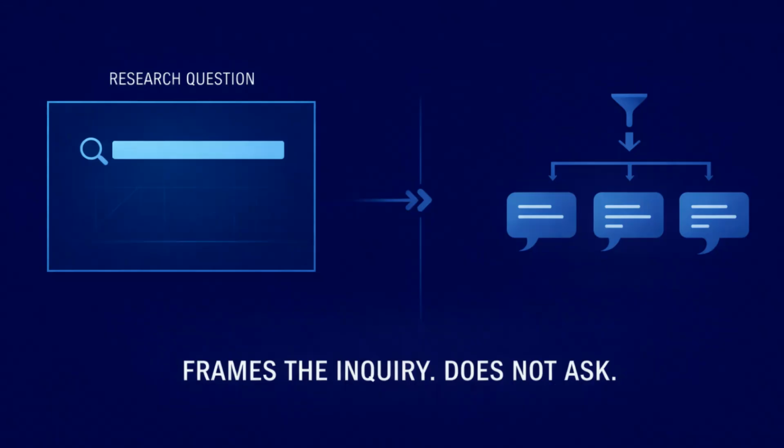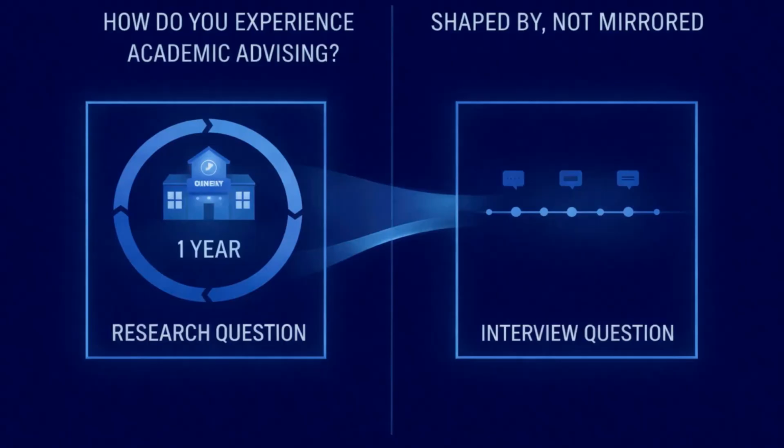If your research question asks, how do first-generation college students experience academic advising during their first year, that question frames the inquiry. It does not automatically become a good interview question. A common mistake is to ask, how do you experience academic advising during your first year? It mirrors the research question, but it asks the participant to summarize an entire year in one response.